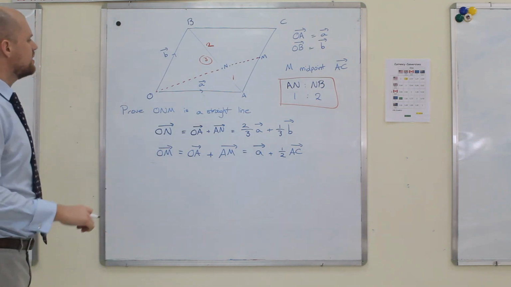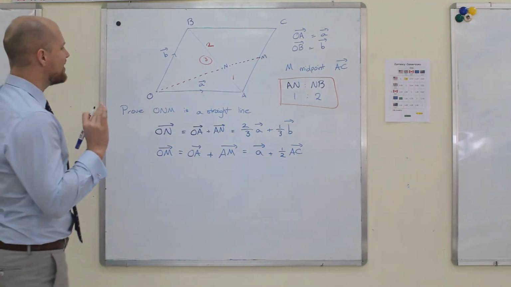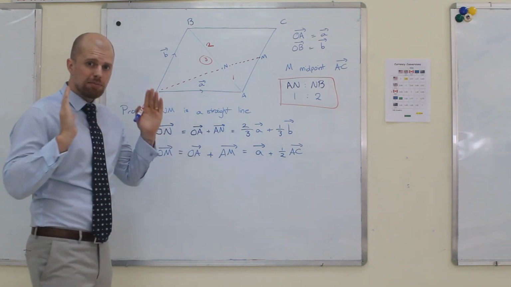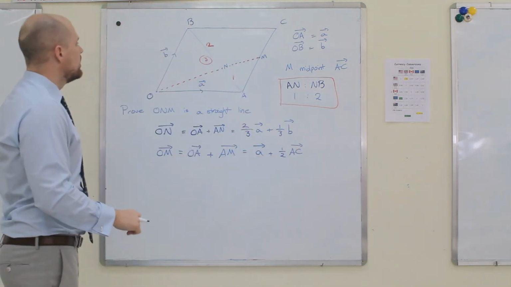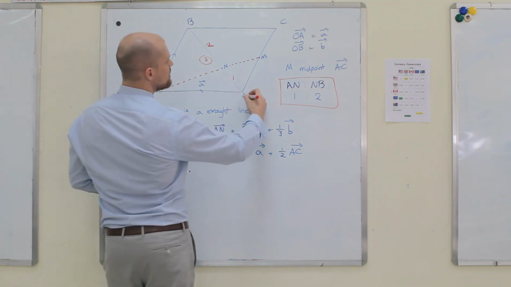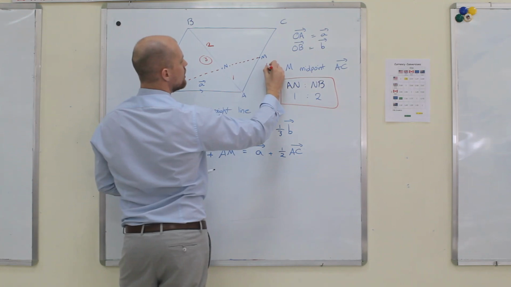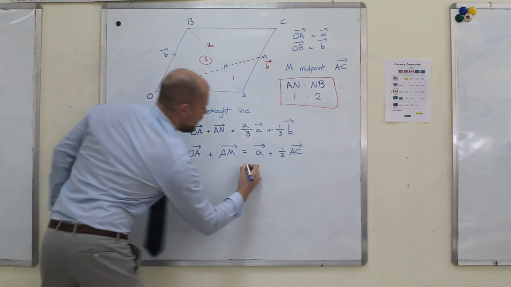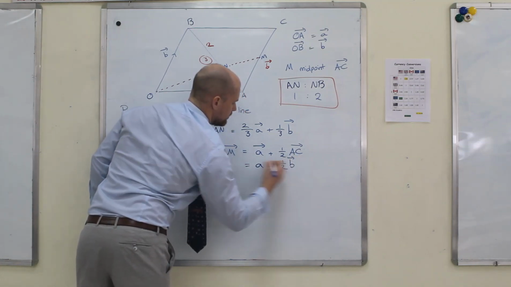Now, A to C is very, very easy because it is a parallelogram. Yeah, OABC is a parallelogram. That means that the opposite sides are parallel and the same length. That means that A to C, this vector there, is the same as this vector here. It is B, the whole thing. And therefore, I have A plus 1/2 B.